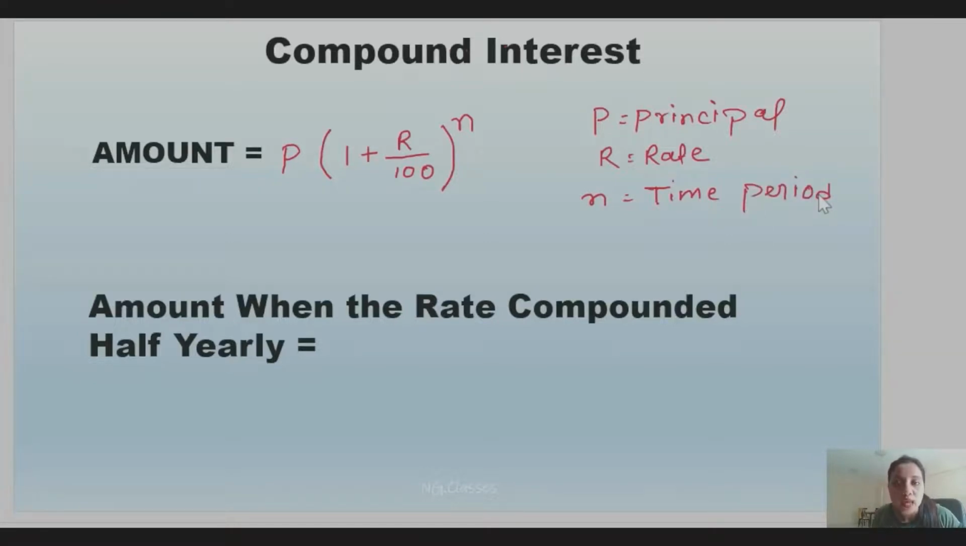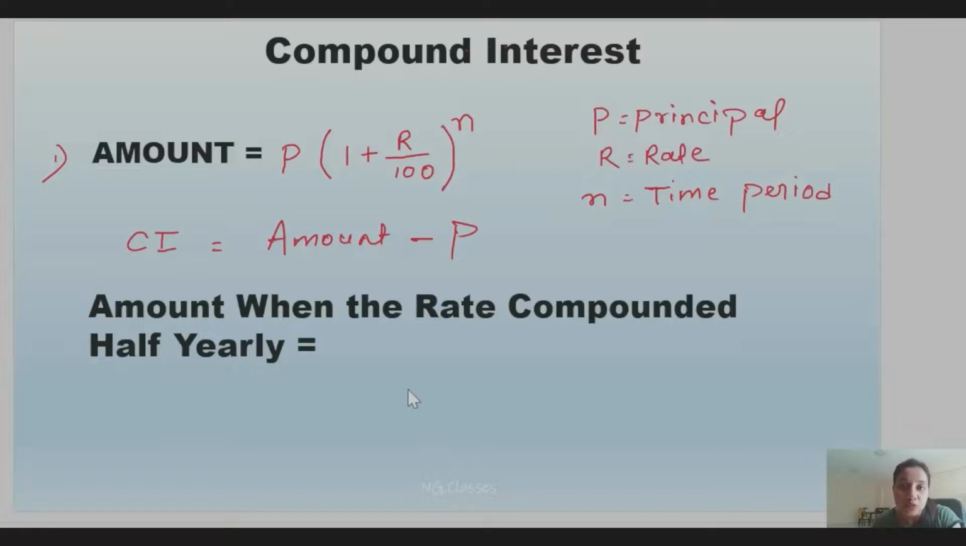Now if we want to calculate only compound interest, it will be amount minus principal. Okay. Now the first one is the formula where the compound interest is compounded annually. For that, if we calculate the compound interest or amount, the first formula we will apply. Now what if the rate is compounded half yearly?